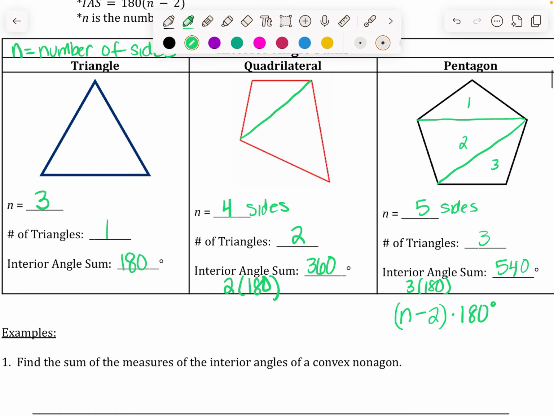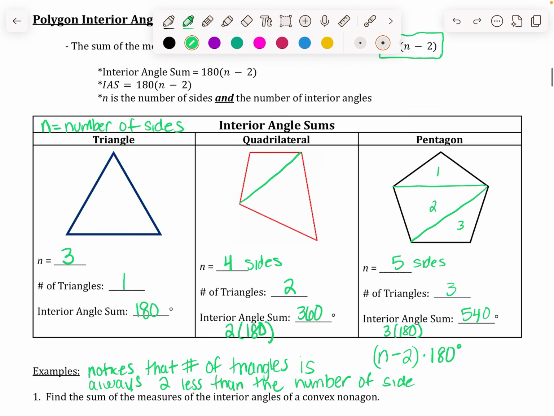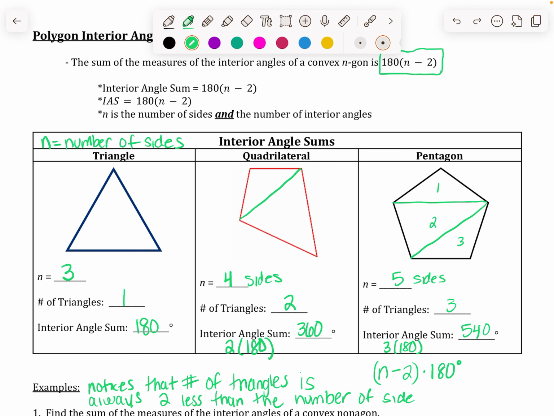So notice that the number of triangles is always 2 less than the number of sides. Hence where we get the interior angle sum formula from up here.